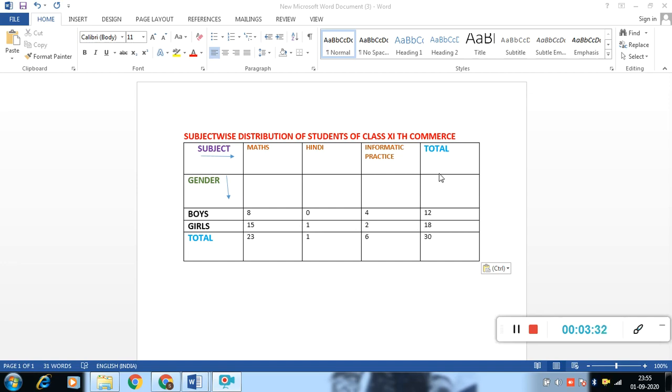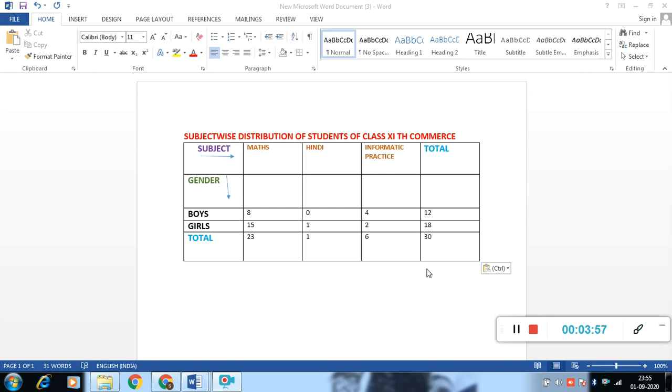You can see here this total, that is 12 plus 18 is 30. That is the total of the columns, and this total, that is 23 plus 1 plus 6, comes to 30, which is the total of the rows. So this will come out the same.